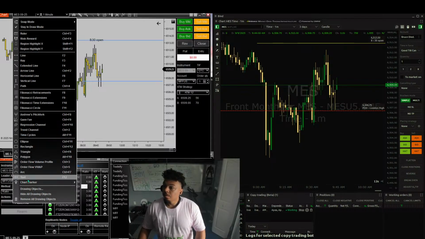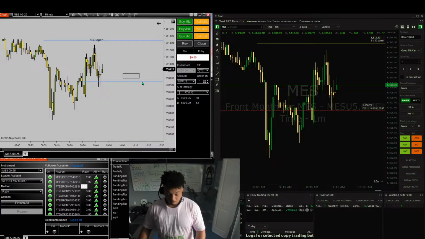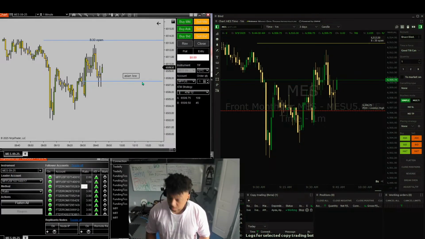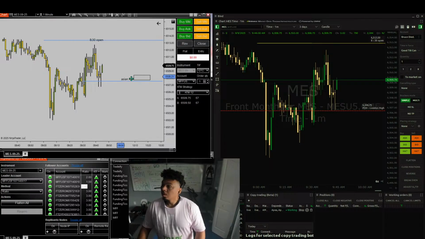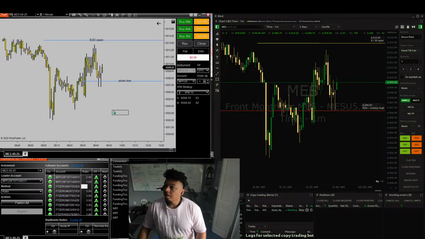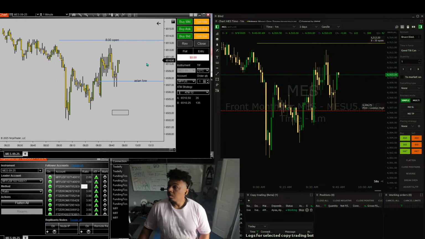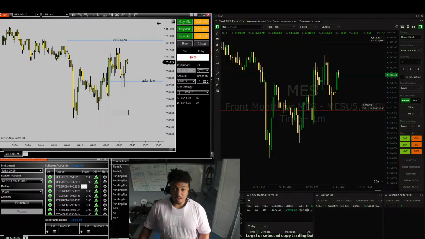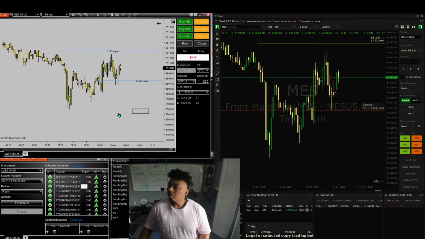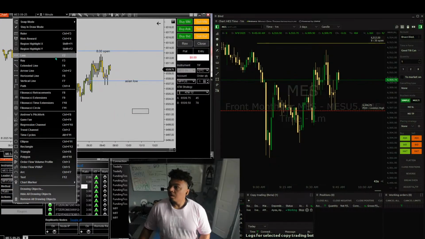Where is it? So the current relevant areas, as you can see on the left-hand side of this chart, are 8:30 open, Asian low. Again, above 8:30 open, we have midnight open. That's approximately at 6515. So 6515 is midnight open. So I'm gonna label that.